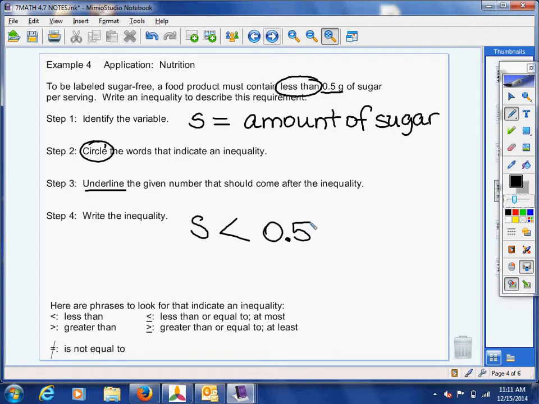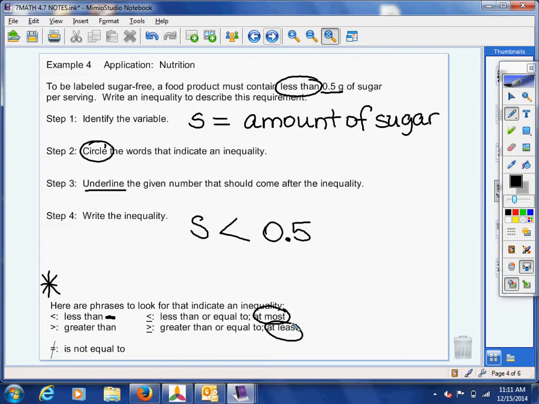Okay? And so I put some hints down here at the bottom. Here are phrases to look for that indicate an inequality. We just did this one right here, the less than, okay? You may see words that say greater than. You may see less than or equal to. I think we're going to see these sets of words fairly frequently. I know in algebra we see them a lot.